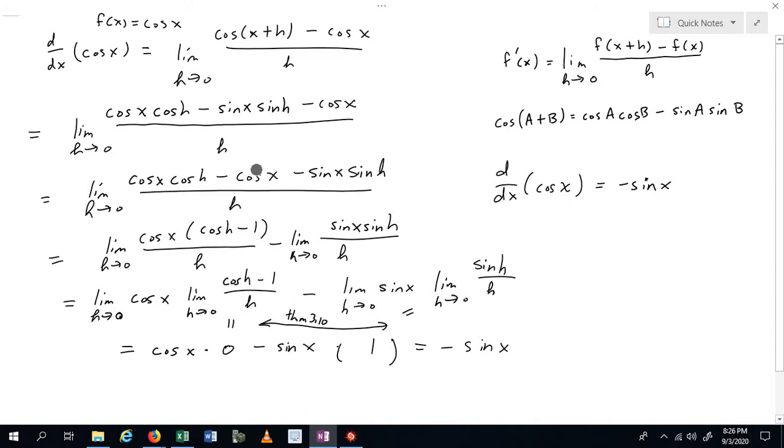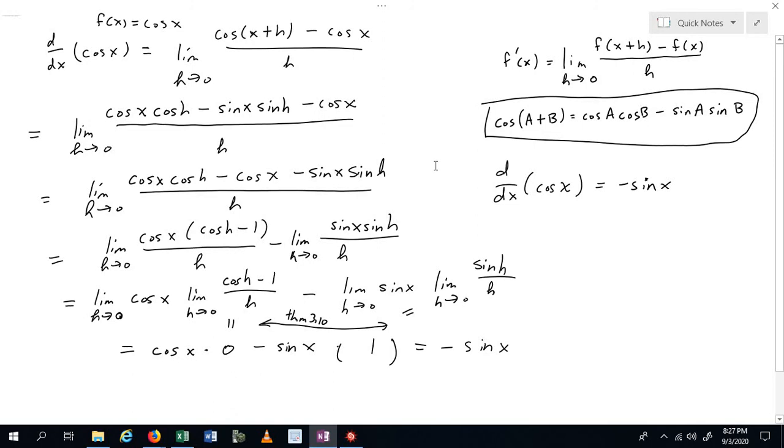So the reason that happened was because of this trig identity. It has a minus sign in it. That's where that came from. That's what caused this to have a minus sign. Whereas in the derivative of sine of x, the identity we used in that proof had a plus sign here. So that's the reason we got a minus sign in this case, just because of this minus sign here.